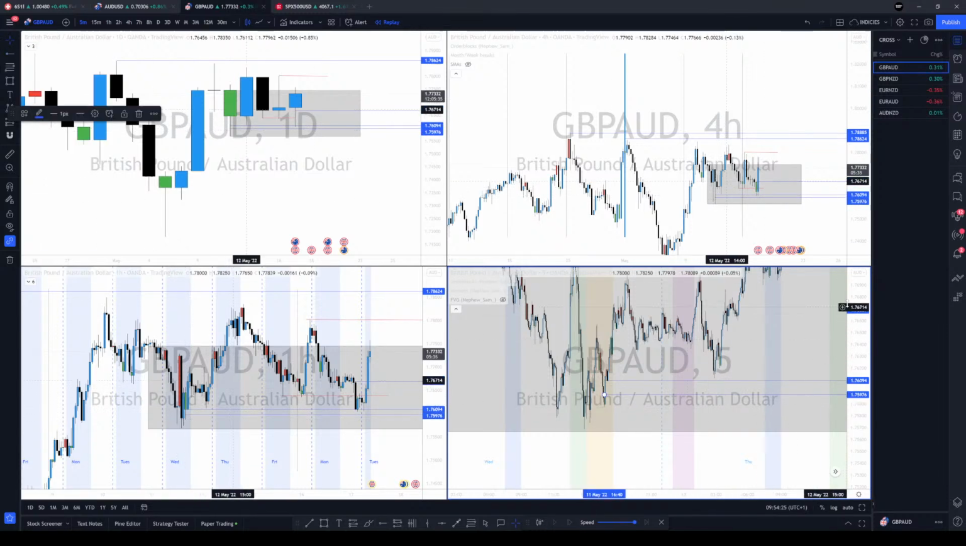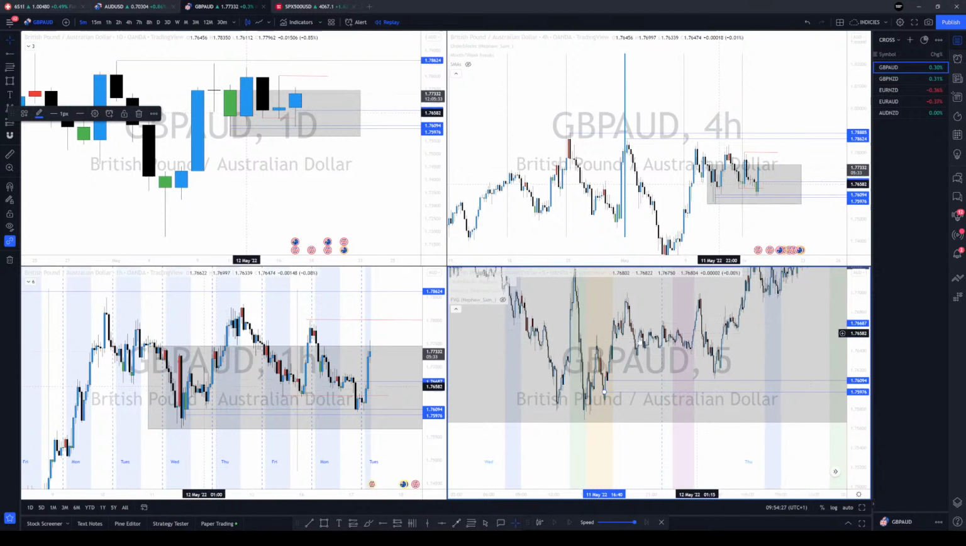Nice. I didn't want to see that, right? I didn't want to see that. I just went from that auto block on the H4, this one here, that it should hold.